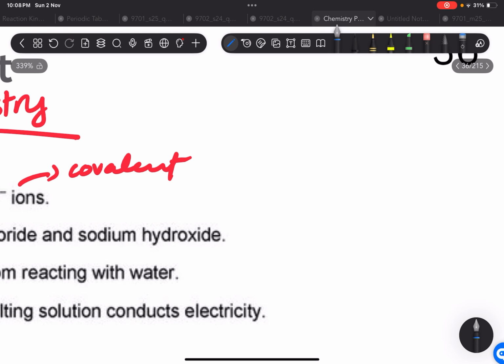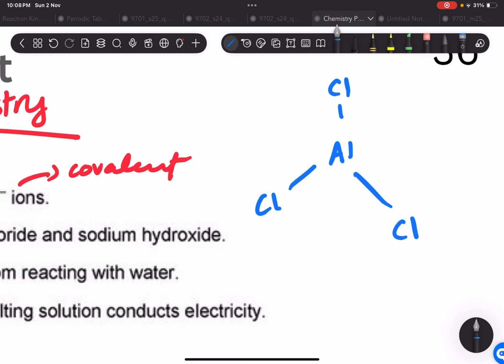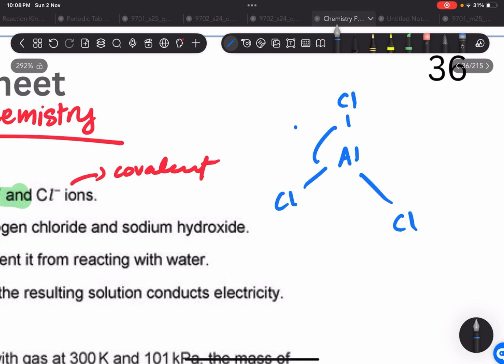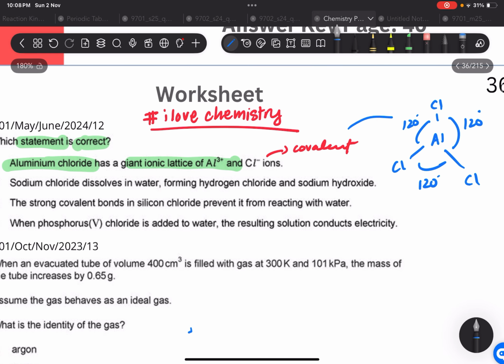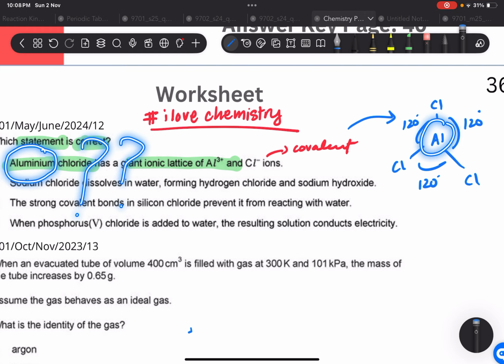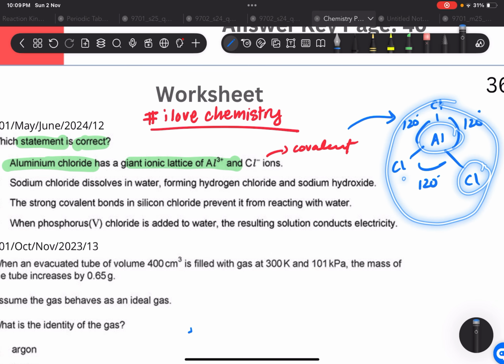And how does it form? You have one aluminum with three covalently bonded chlorines, something like this, and the bond angle is 120 degrees, and this is a trigonal planar molecule. So that's a covalent molecule. And why is it covalent? Since aluminum is a metal, you might wonder why aluminum chloride is covalent. Because aluminum has a lower electronegativity value, and the difference between the electronegativities of aluminum and chlorine is not very much. It's a small difference. That's why they form a covalent compound.